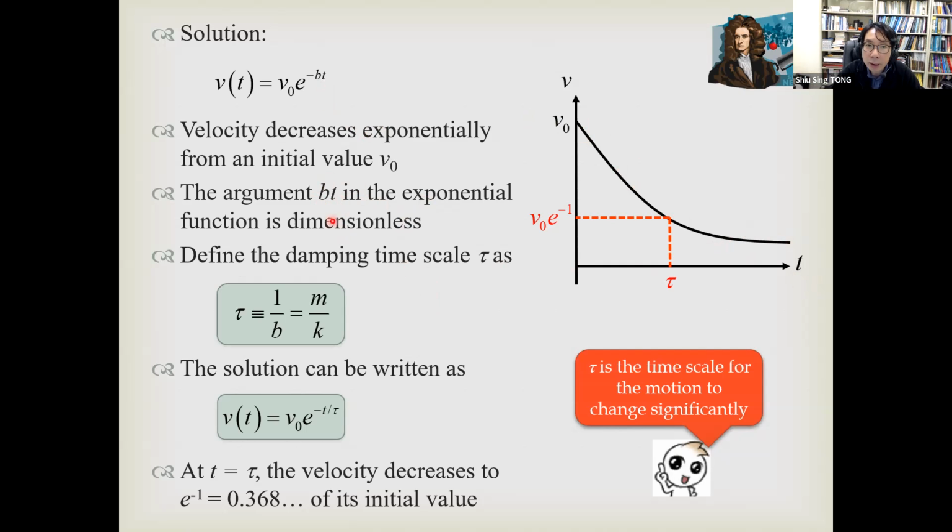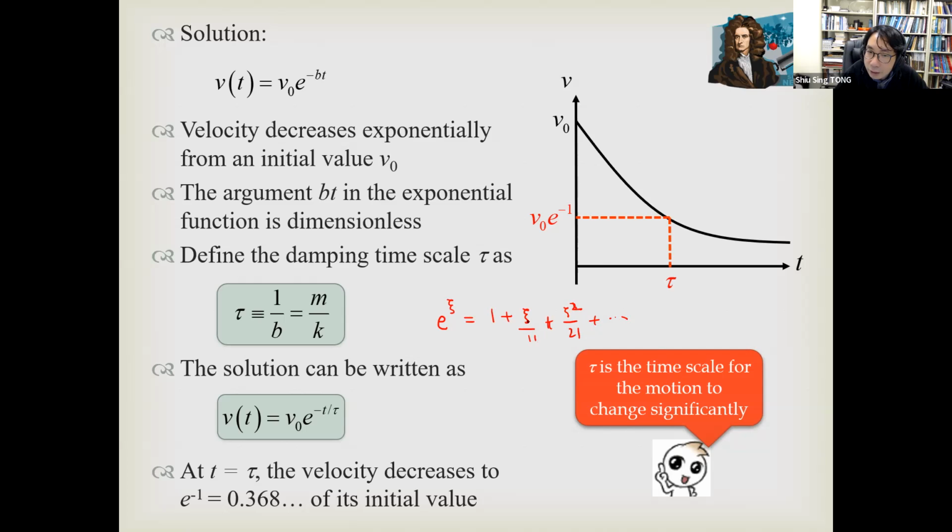Now, we also know that the argument, the factor inside the exponential function, must be dimensionless. If you don't believe it, you consider the Taylor series. The Taylor series of the exponential function goes like this, right? If you have e to the power x, the first term will be 1 plus x over 1 factorial plus x squared over 2 factorial, plus x cubed over 3 factorial, etc.